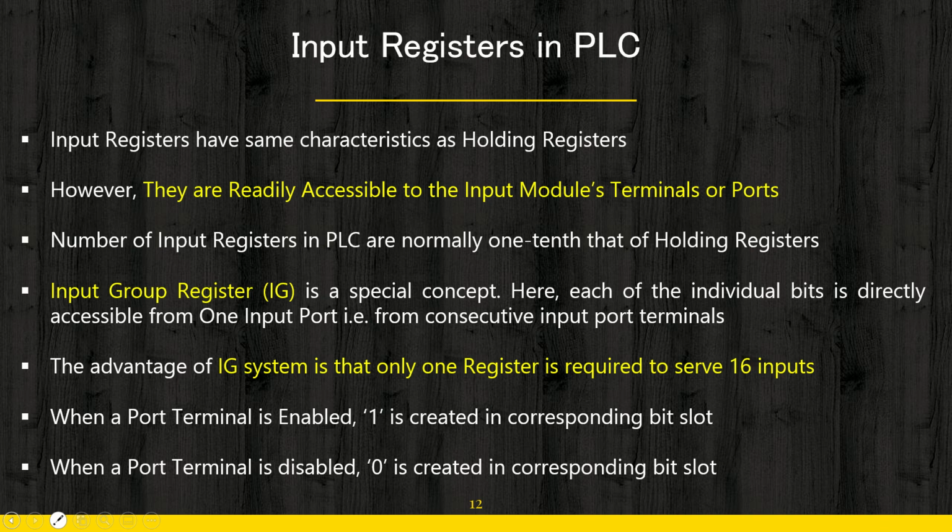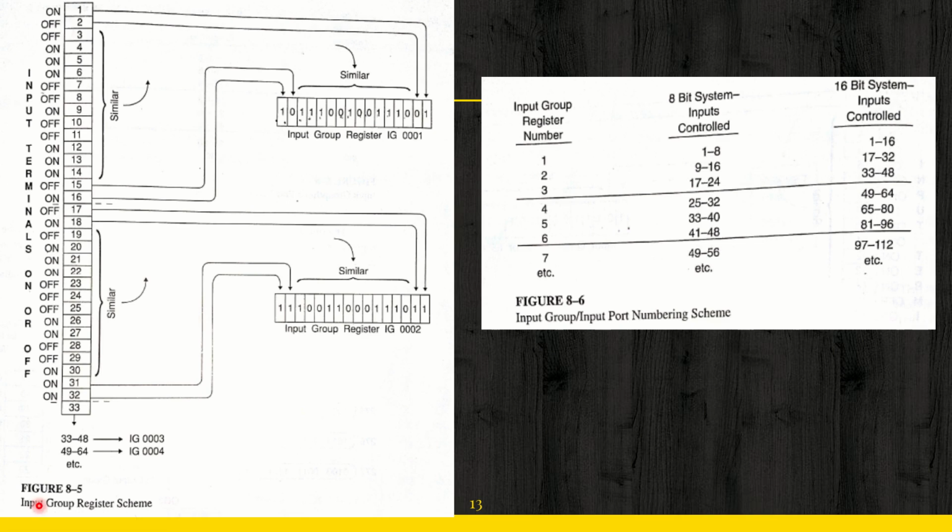Input group register is a very special concept. Here you see that each of the individual bits is directly accessible from one port, that is from consecutive input port terminals. You can see here the basic concept. Here you can see that there are two registers. This is one register and this is another register.